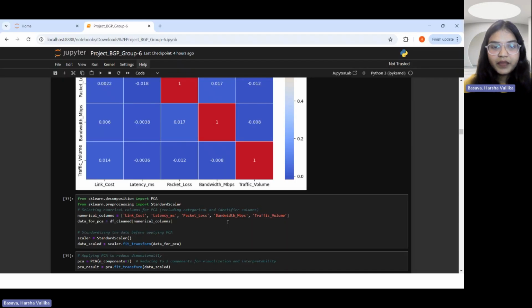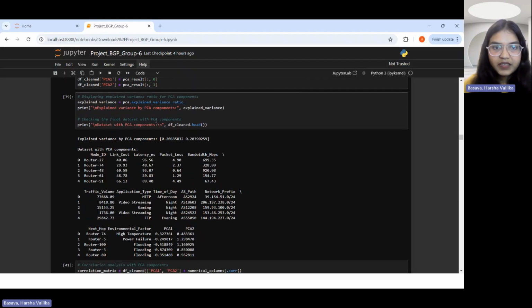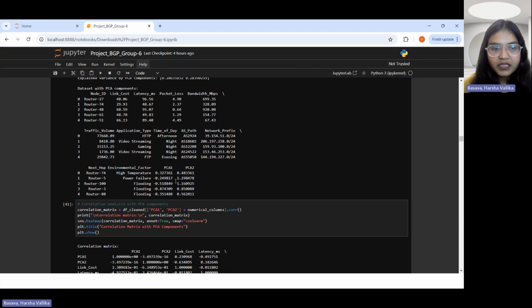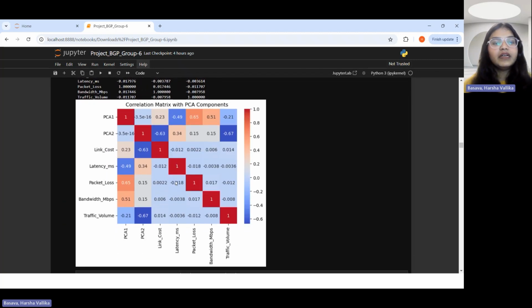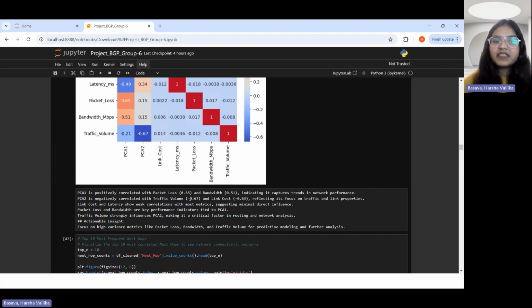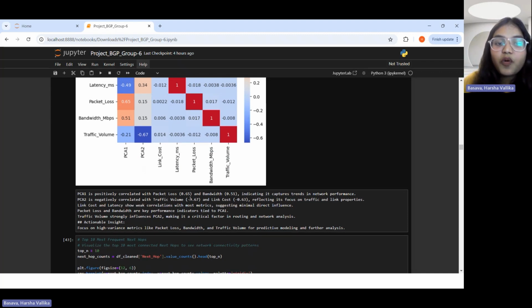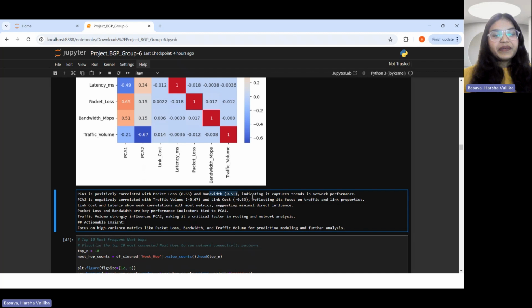And moving forward, let me show you the PCA part for this. So we have considered two PCA components, based on which we have plotted a correlation matrix with the PCA components. And here we have seen that the PCA component 1 is positively correlated with packet loss with a 0.658 and the bandwidth with 0.51, indicating that it captures trends in network performance. And coming to the PCA 2, the component 2 is negatively correlated with traffic volume, showing minus 0.67 as a value, and minus 0.63 for the link cost. It reflects that it's focused on the traffic and link properties.